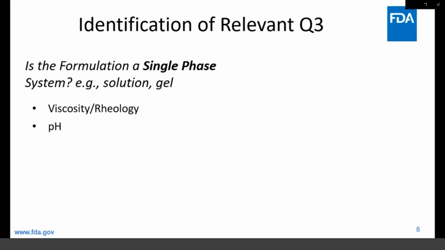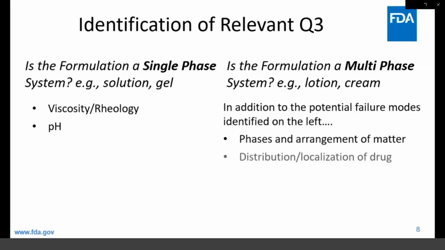And of course, I discussed pH on the last slide as well. For multiphasic formulations like lotions or creams, in addition to looking at rheology, pH, etc., we also need to look at the phases and the arrangement of matter, and specifically one that is easy to grasp is the globule size distribution. Because again, if there are differences in globule size distribution due to perhaps differences in the manufacturing process, that could lead to differences in the bioavailability of the active ingredient from the drug product, especially as the drug product is drying. And then we also try to understand the distribution of the localization of the drug across the multiple phases of the drug product.